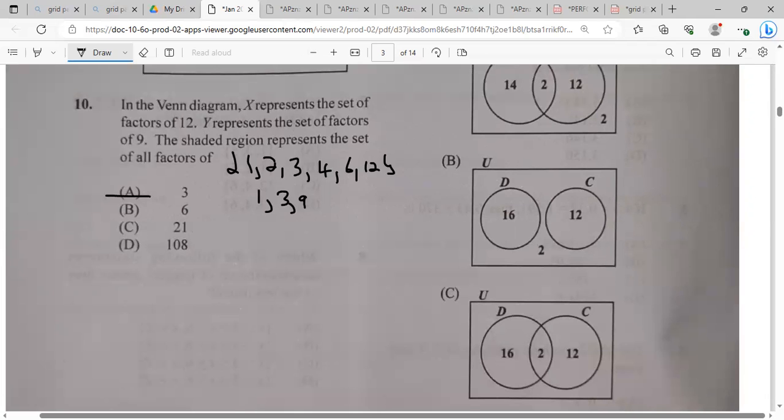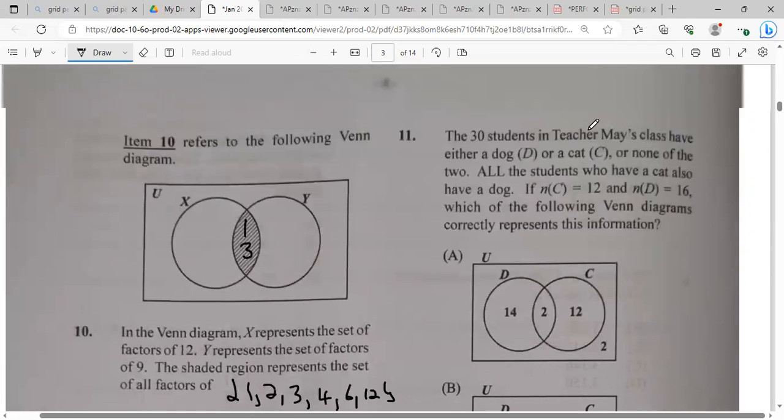All right, let's move on to number 11. 30 students in a teacher's class have either a dog or a cat or none of the above. All the students who have a cat also have a dog. So basically, C is contained in D. So the intersection is all of C, when they intersect.